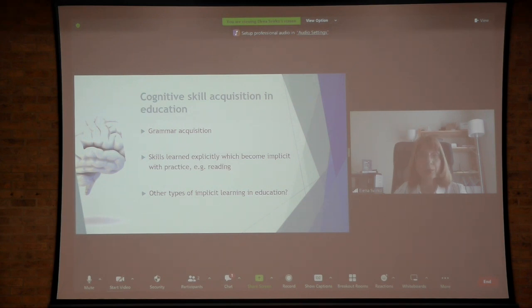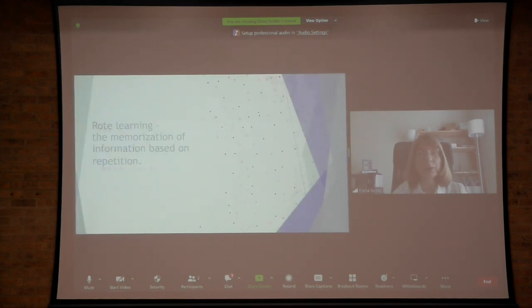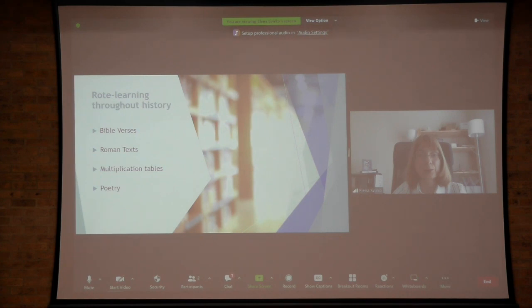Let's talk some more about rote learning. Rote learning has been part of the education process for many years. For example, in the book, Jane and Katie talk about medieval schools in Europe, where children had to learn verses from the Bible in Latin, or parts of Roman texts in Latin. In current days, a lot of children have to memorize multiplication tables. Also poetry. In many education systems, children memorize poems.